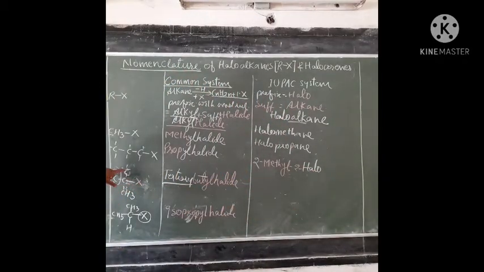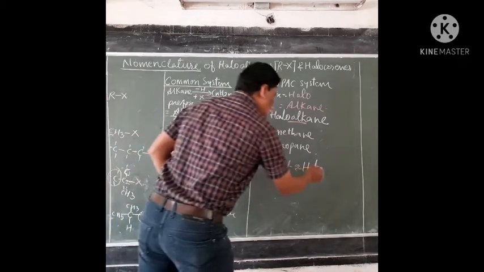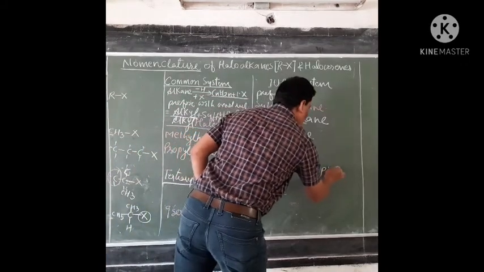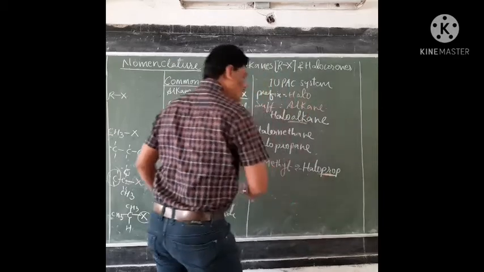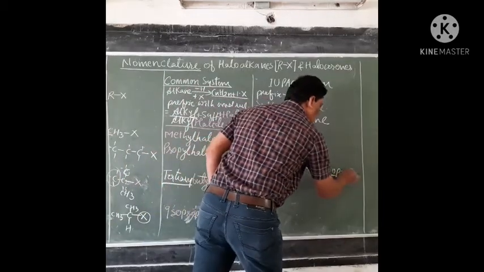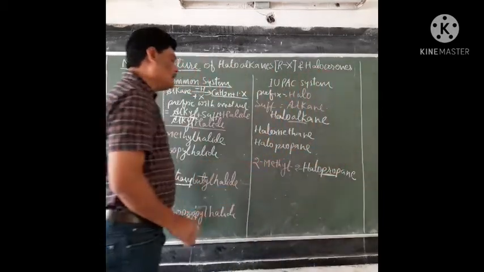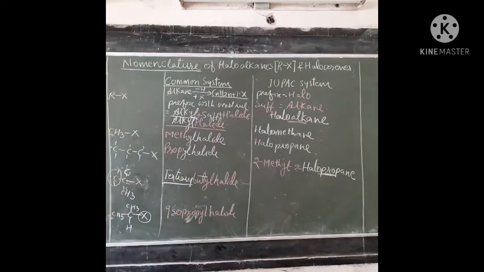And how many carbon atoms? 1, 2, 3. So for 3, the word root would become prop. Okay, and the compound is an alkane, that is a single bond, therefore it becomes propane. So 2-methyl, 2-halo, propane for this compound.